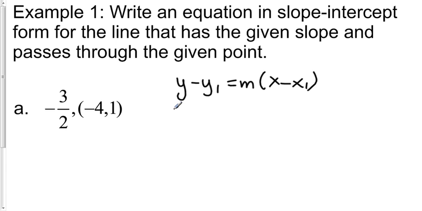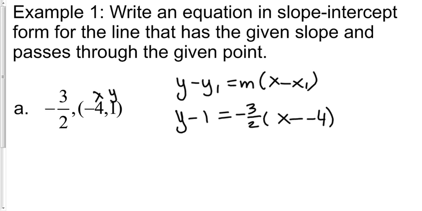Now, this first y is just the y in your equation. The next y is the y value of the ordered pair. That would be this 1 here. So we're going to start off with y minus 1 equals, m is the slope of the line, that's -3/2. And then in parentheses, again, x is the x in your equation. You're going to subtract x sub 1, which represents the x coordinate of your ordered pair. In this case, that's -4. So x minus -4, or x plus 4. The two negatives will make a positive.